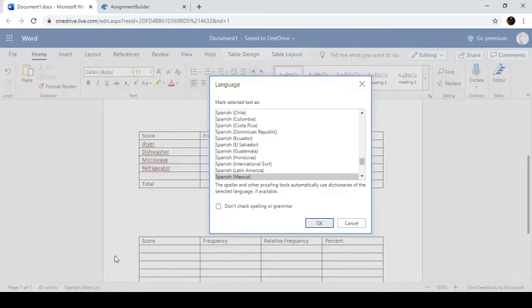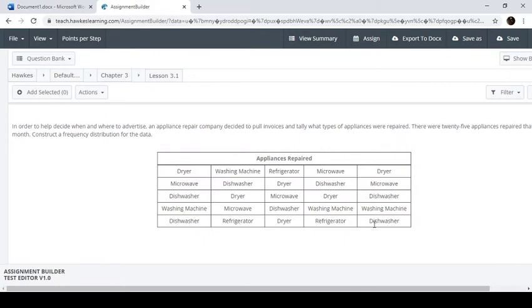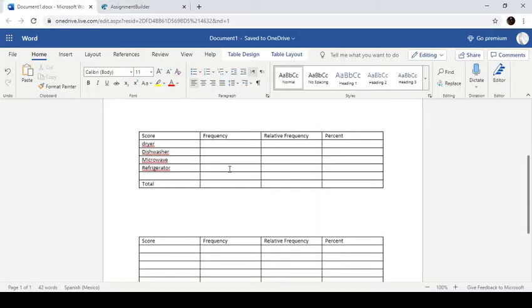And it's still... what? I don't know. Okay, and what was the last one? Oh, I've forgotten already. Dryer, washing machine, washing machine. Okay.